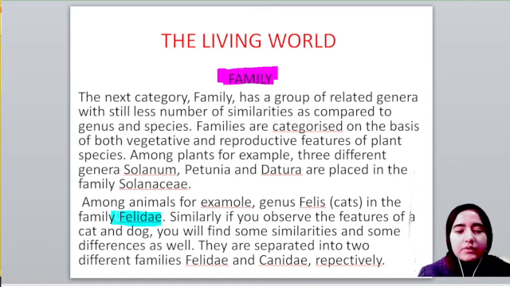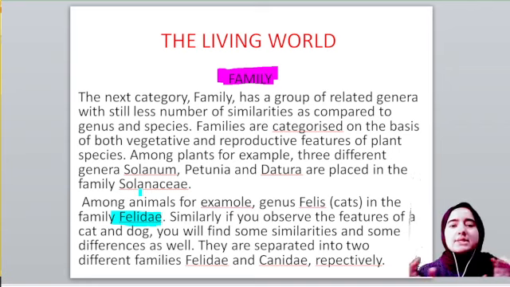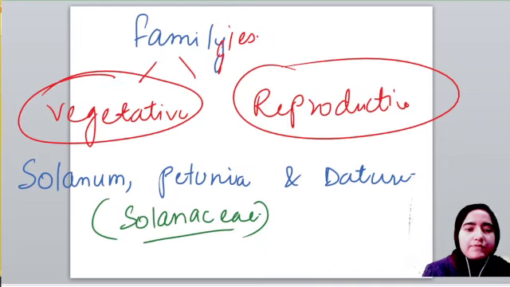Similarly, if we observe cats and dogs, they have some similarities and some differences, right? Like dogs have 4 legs, cats also have 4 legs. Dogs have 2 ears, cats also have 2 ears, but there are some differences as well. If we talk about size, dog is larger than cat. So in cats and dogs we have similarities as well as differences, but they are separated into different families. We put them in different families known as Felidae and Canidae.